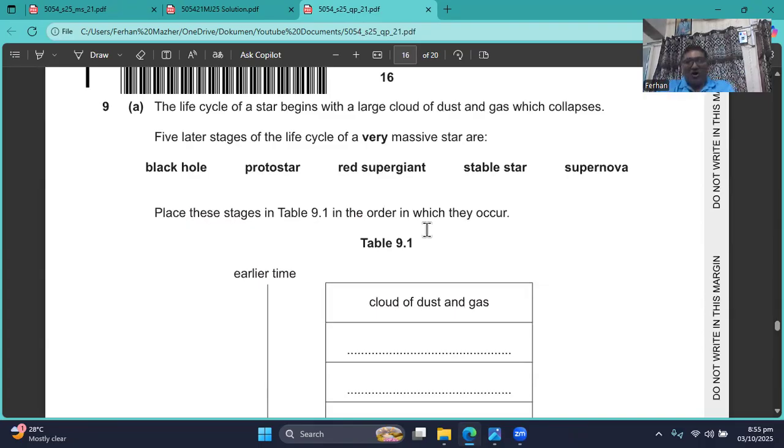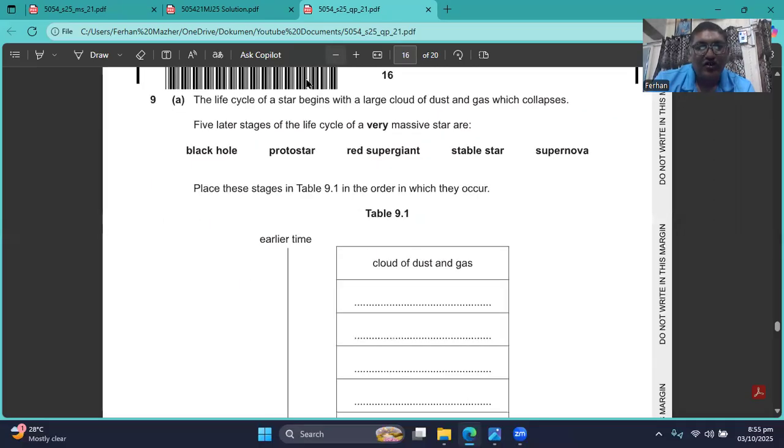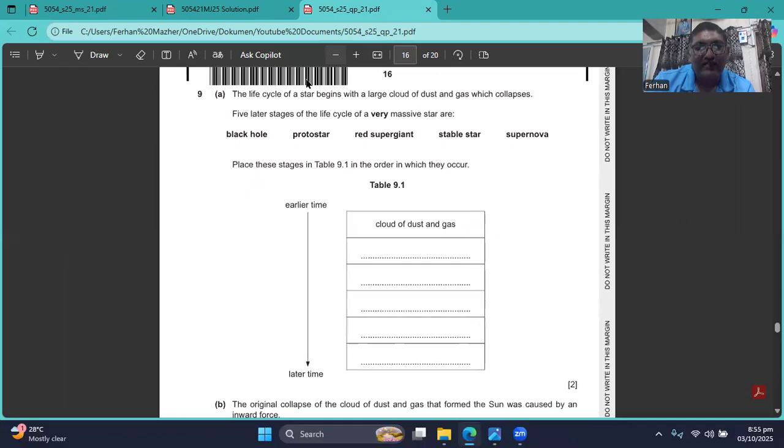Question number 9 on your screen. It says the life cycle of a star begins with a large cloud of dust and gas, which collapses. Five later stages of the life cycle of a very massive star are black hole, protostar, red supergiant, stable star, supernova. Place these stages in Table 9.1 in the order in which they occur. It's a 2 marks question.